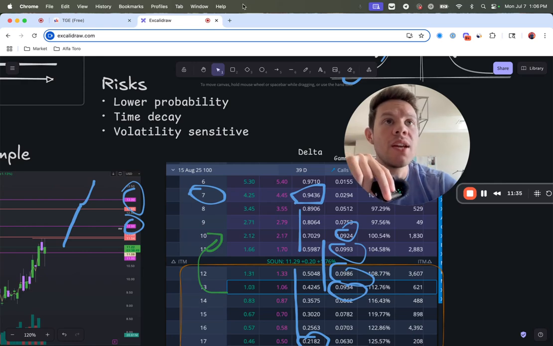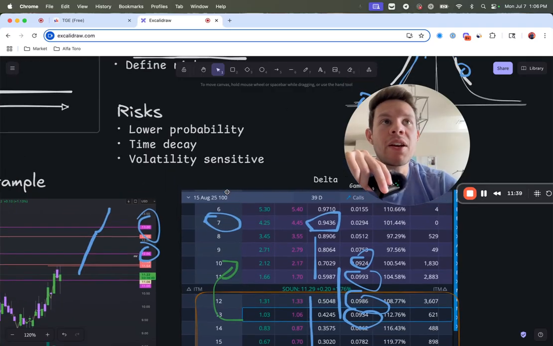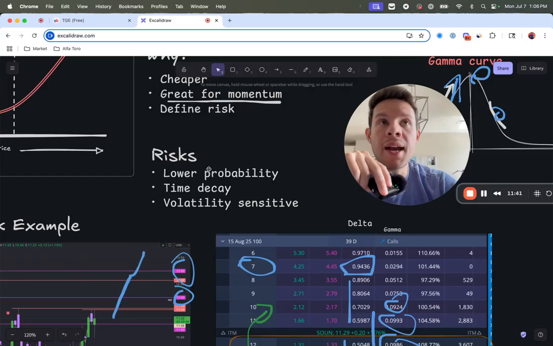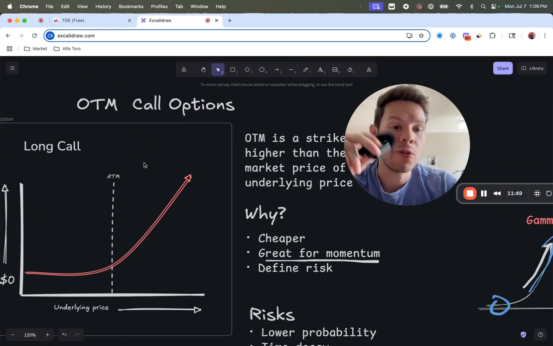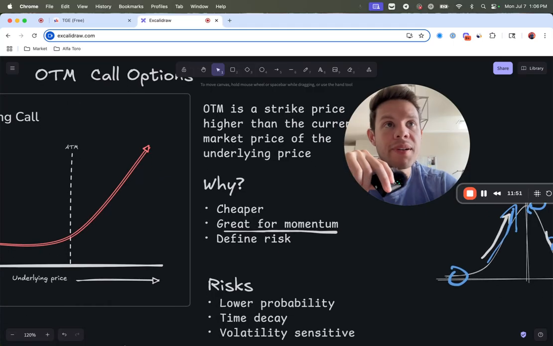So that's it. Again, just a quick recap: before you buy an out of the money call option, always understand the time decay, and have a plan for when to sell. Only risk what you can afford, because it's defined risk. So if you only put in $500, you only lose $500. If you put in 1,000, you only lose 1,000, and so on.